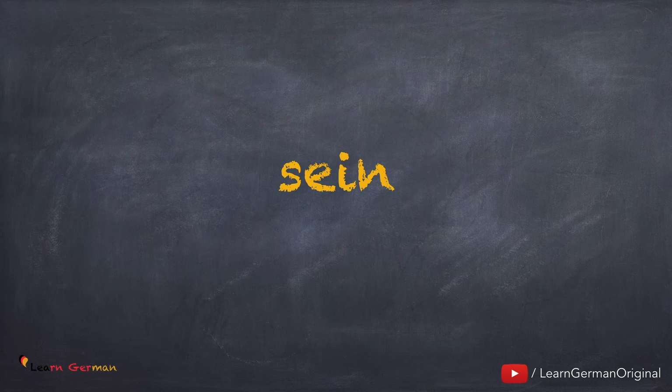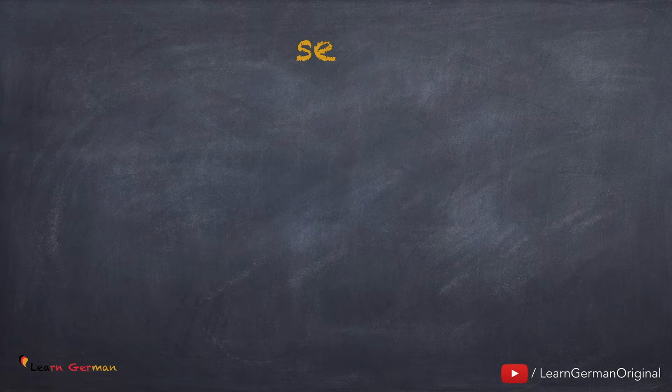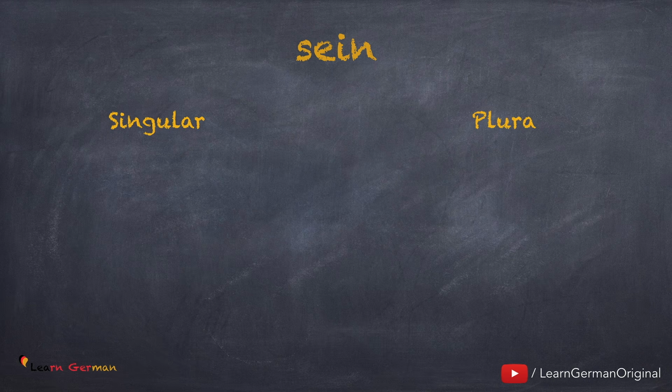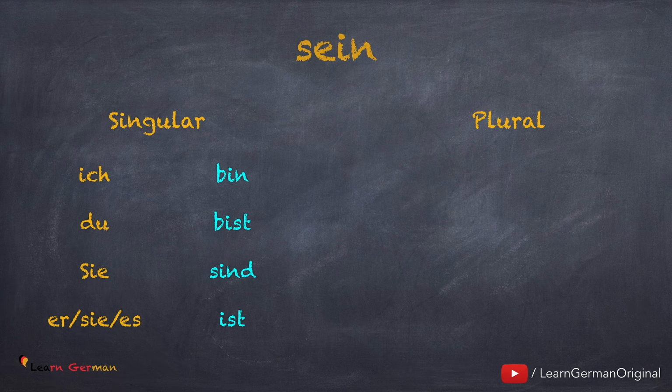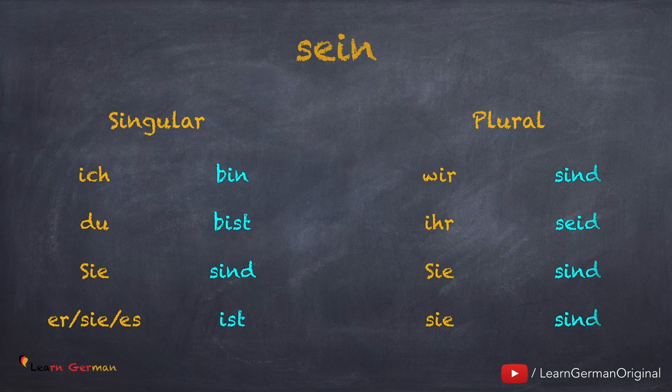Now we can move to the second verb, sein. Here's the conjugation. First, for the pronouns in singular. Ich bin, du bist, sie sind, sie es ist. Now for the pronouns in plural. Wir sind, ihr seid, sie sind.